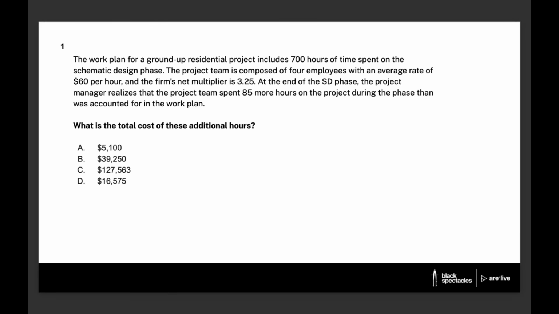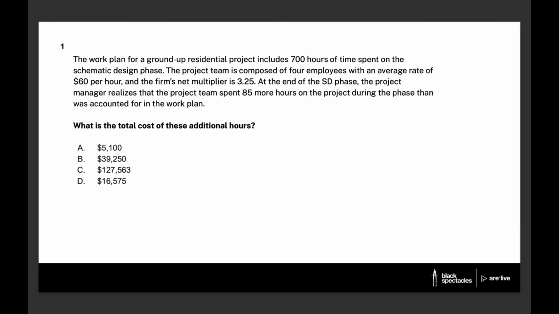So this question is testing your understanding of some common financial terms that you need to understand for the ARE, as well as your understanding of how to determine a fixed fee for a certain portion of the work. Here we've got an amount of hours spent on a task, that's 85 hours, as well as the team's average rate and the firm's net multiplier. We also have the amount of time that was budgeted to this task, which is 700 hours. That piece of information is irrelevant to this question. This question is just asking how much the additional hours cost the firm.